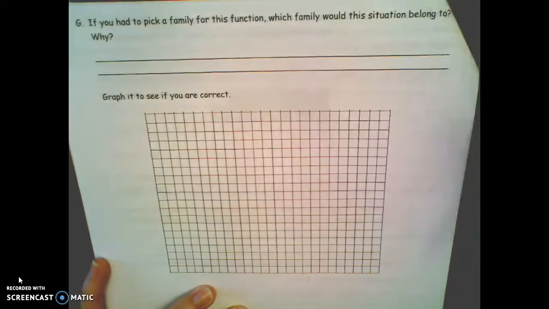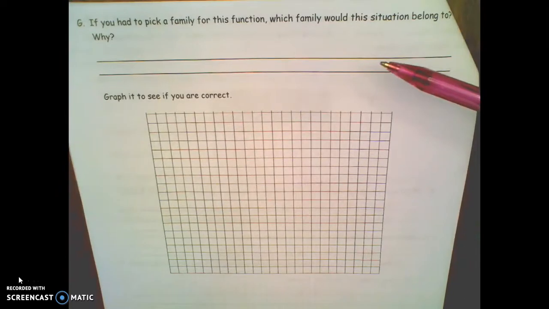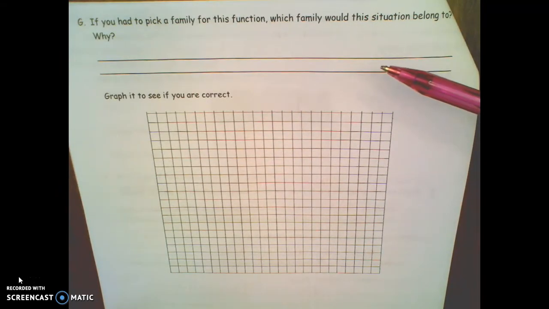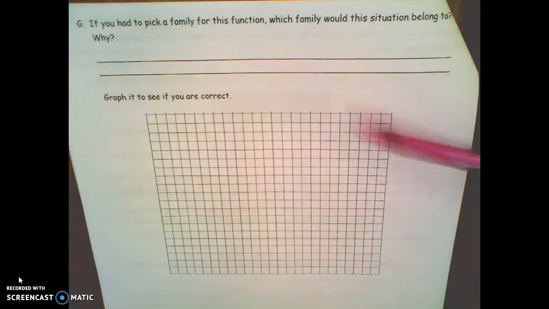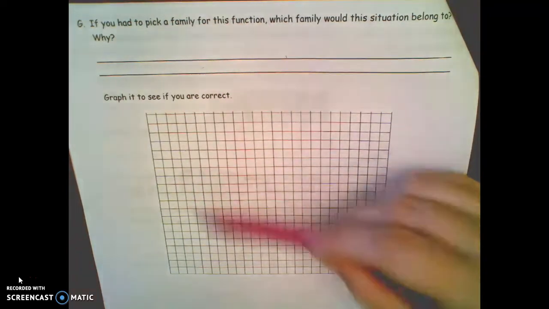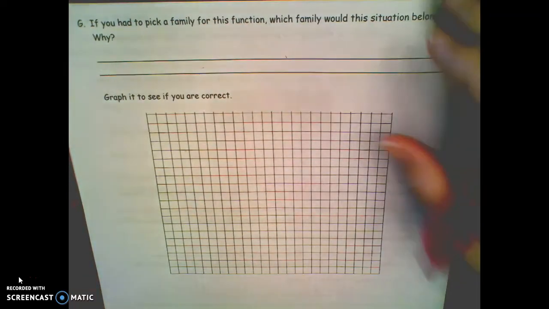Okay, the next part I want you to try. So looking at those numbers, thinking about this situation, what family do you think it's going to belong to? Is it linear, quadratic, exponential, absolute value? Give a guess and then graph those numbers to see if you're correct and come back and I'll show you what it looks like.